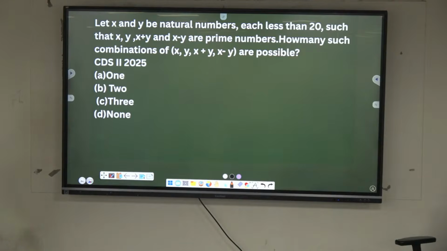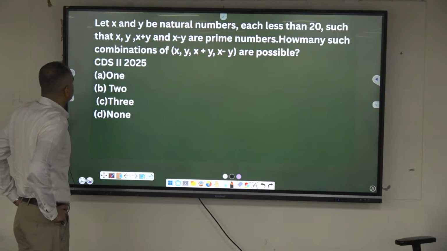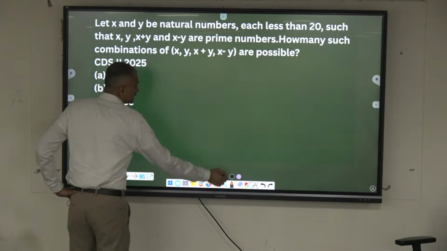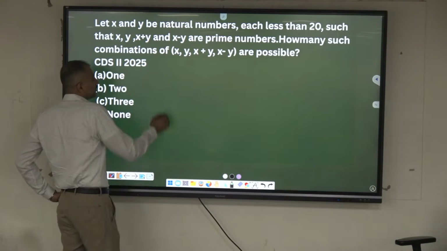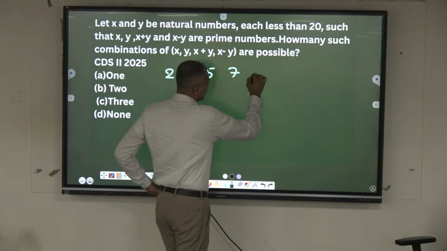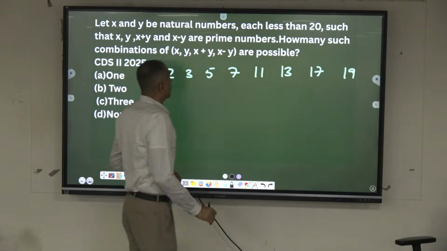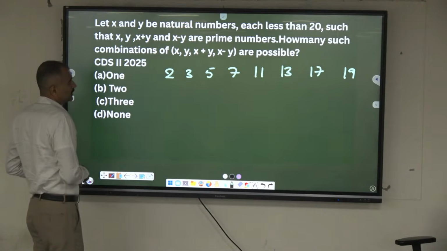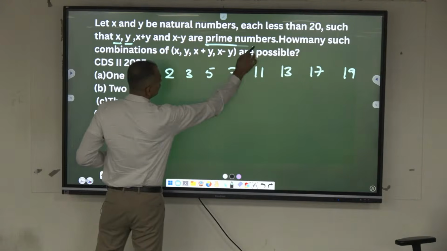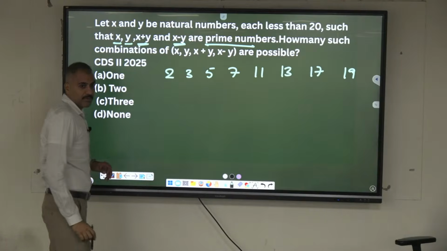Let x and y be natural numbers, each less than 20, such that x, y, x plus y and x minus y are prime numbers. Okay, give me the prime numbers less than 20. 2, 3, 5, 7, 11, 13, 17, 19. Okay, x and y are natural numbers, each less than 20, such that x, y are what? Prime numbers. Similarly, the sum of them and the difference of them are also prime numbers.